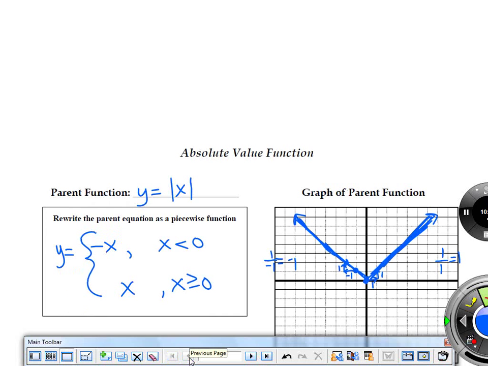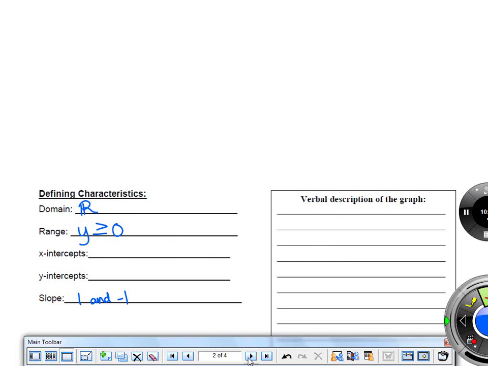All right, x and y intercepts. So when we look back at our graph, what's the x-intercept of the parent function? When does the parent function hit the x-axis? 0. When does the parent function hit the y-axis? 0. This happens because we haven't done any shifting, right? So for the parent function, there's one x-intercept at (0, 0), and there's one y-intercept at (0, 0).